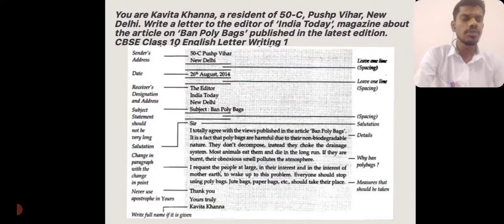By looking at the 3 words, we can come to know what the letter is all about. This letter is talking about banning poly bags. So the receiver can understand easily on what matter you are trying to write. Then followed by sir. See here, India Today, we do not know who the receiver is. So better you write Dear Sir. If you do not know whether the receiver is male or female, you can write Dear Sir. When you write Dear Sir, make sure that D is a capital letter and give a space. Then you write Sir, S must be capital, and there will be no comma, no punctuation mark over there.